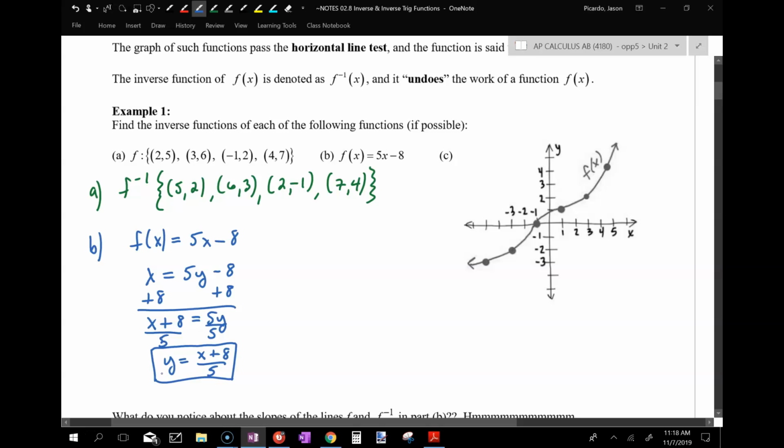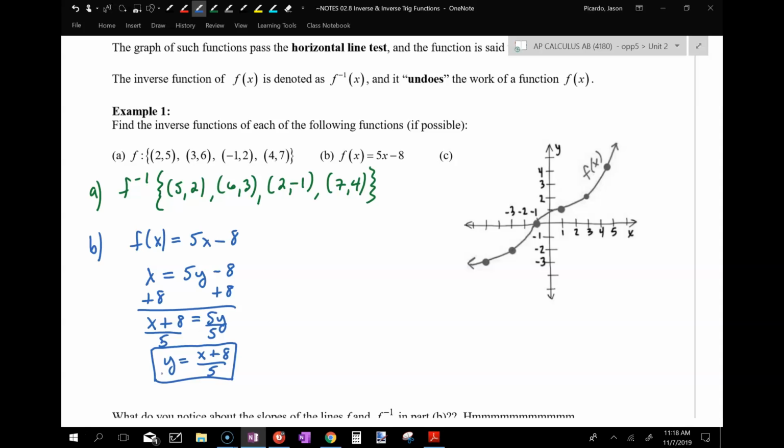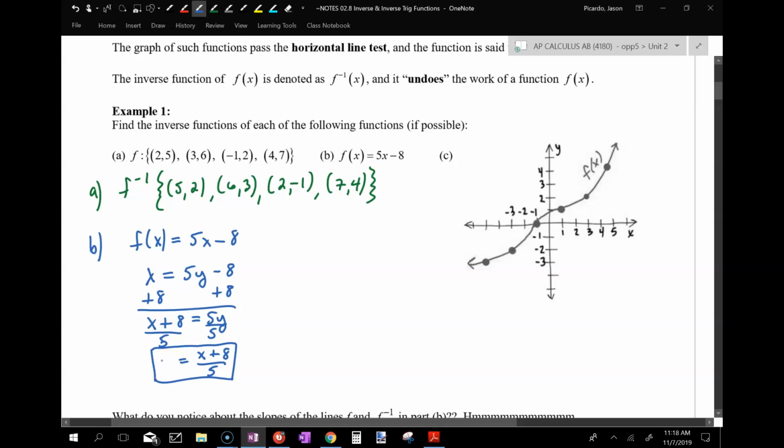Now, guys, would I write it like that, or would I write it like this? I'm going to say f to the -1 of x equals that, right?